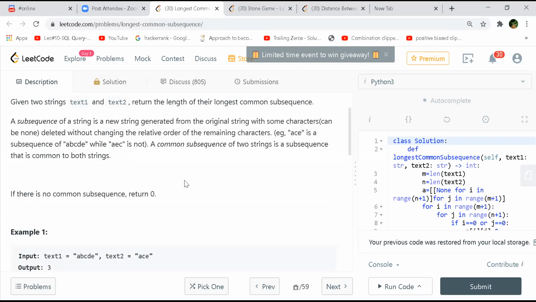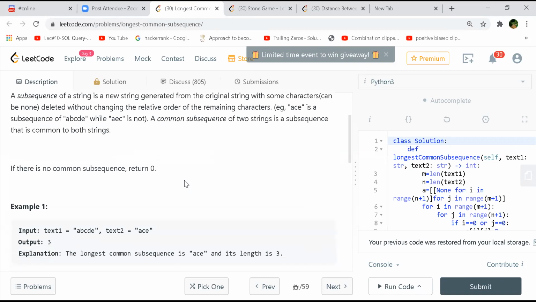So what should be the brute force? It's a typical problem. We have got used to this LCS problem now, right? So we don't even think of a brute force directly. But if we were to do a brute force, we would generate substrings of both text one and text two. Is that what it would be? Not substring, right, it would be subsequence.